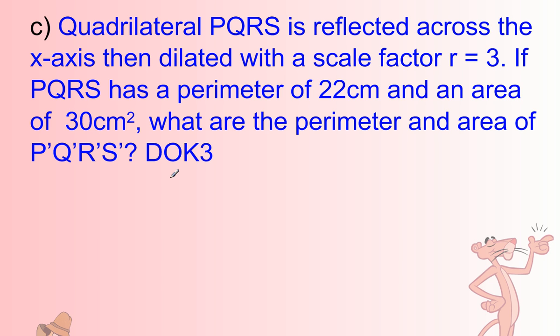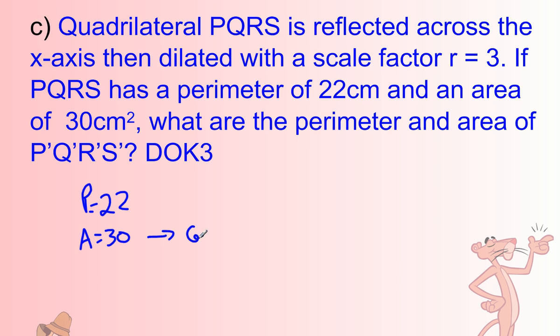Alright, so quadrilateral PQRS is reflected across the x-axis and dilated. Okay, so it has a perimeter of 22 and an area of 30. What are the perimeter and area of this new shape? Well, although it doesn't specifically tell us what shape this PQRS is, I have a perimeter and I have an area. Let me think if I can find something that relates to this. Well, to get an area, if I'm talking about a quadrilateral, maybe like a rectangle or a square or a parallelogram, it's base times height or length times width.